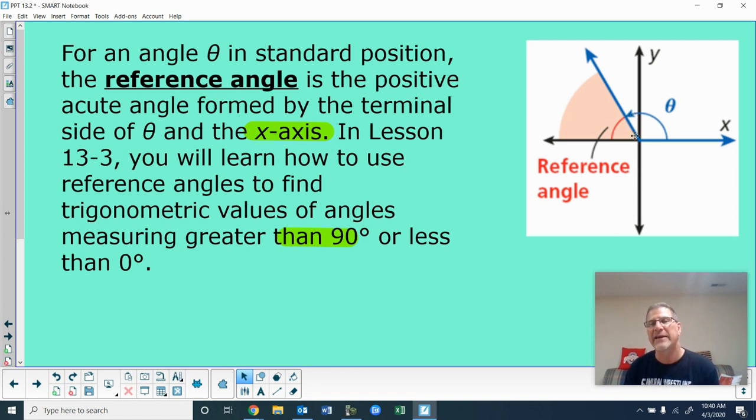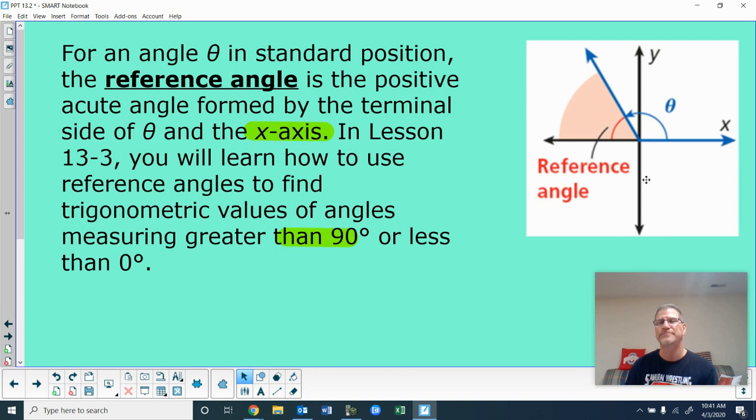It's always back here by the origin, between the x-axis, either the negative x-axis or the positive, depending where you're at, and that terminal side where it stopped. It's always an acute angle, all right? So it's less than 90 degrees. In the first quadrant it's between 0 and 90. In the second quadrant, we're going to go 180 minus this angle to get that. If we're in the third quadrant, we take however many degrees it is, let's say it's 200, and go back towards the x-axis. So 200 minus 180 would give us a 20-degree reference angle.